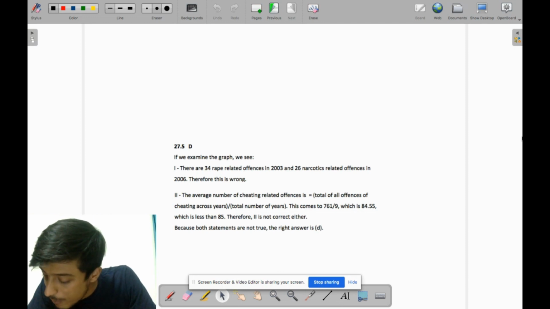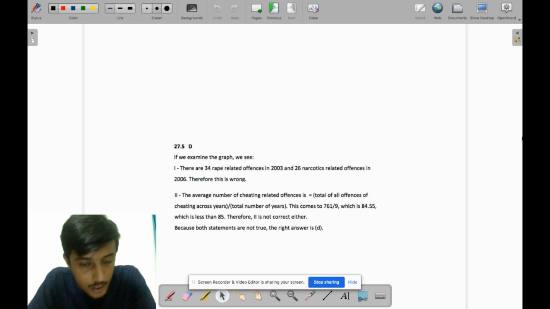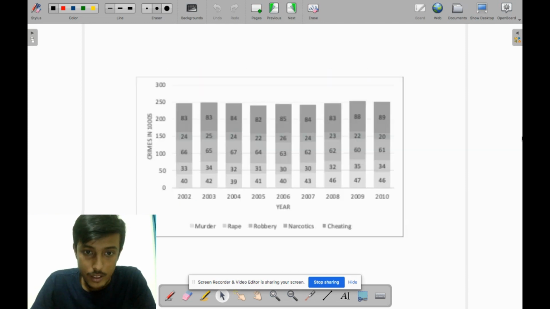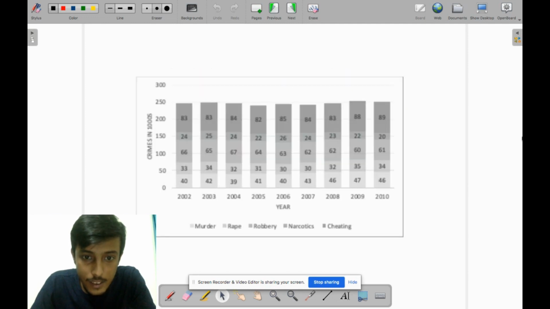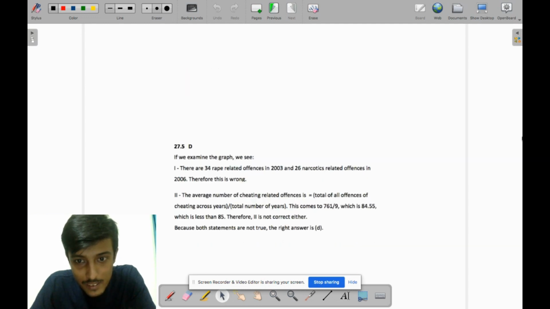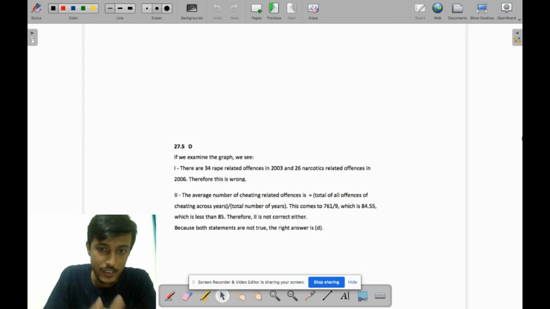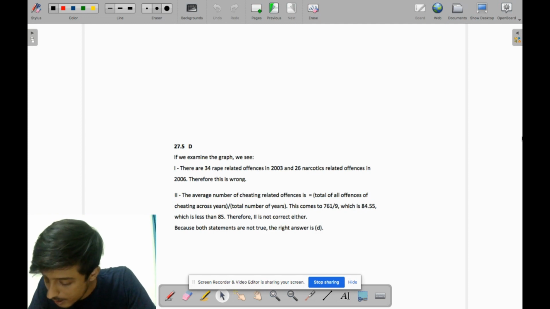The number of crimes of rape committed in 2003 is less than narcotic related offenses in 2006. So as you can see, in 2003, the number of rape cases are 34, and in 2006, the number of narcotic cases is 26. So that statement is clearly not true because rape offenses are more than narcotic offenses.